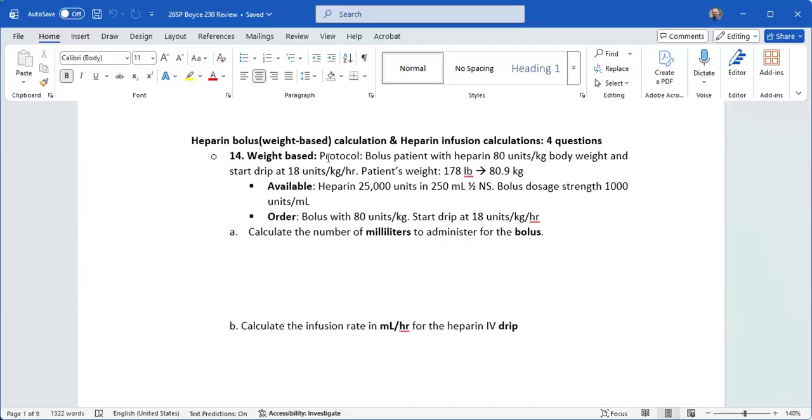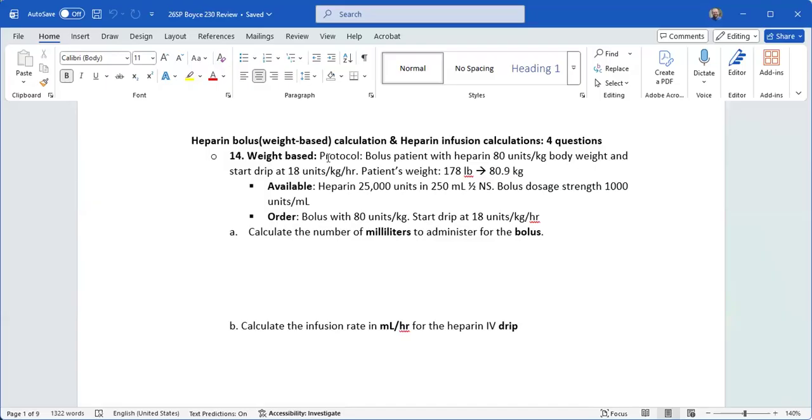I've always been taught to round the patient's weight from pounds to kilograms and then solve, but consult with your lab instructor, the one who's grading your test. If there's any kind of nuance, just make sure you know what that is, and follow the rules according to what they say.